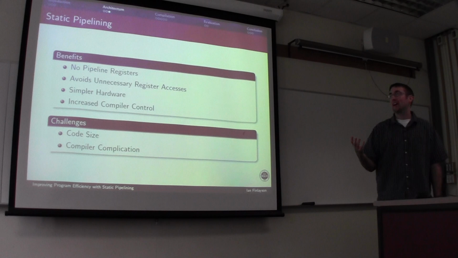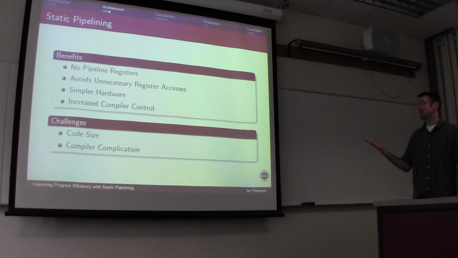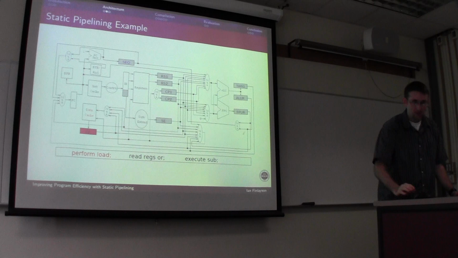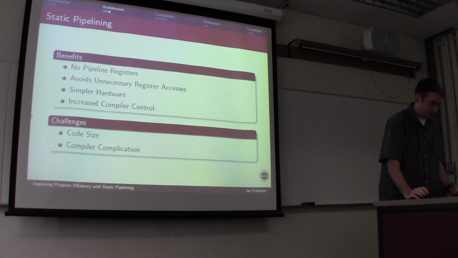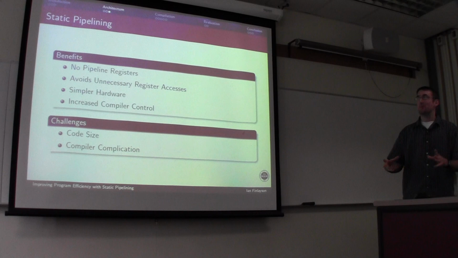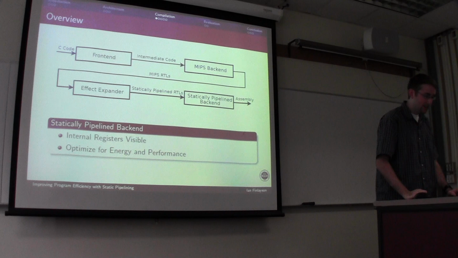The challenges that we have introduced are that code size is going to be a little bit trickier because, as you see in these instructions, we're specifying a lot more at once than a traditional RISC instruction would. And also, because we've kind of offset some work from the microarchitecture to the compiler, building the compiler is going to be a little bit more challenging. So that's what I'll talk about next.